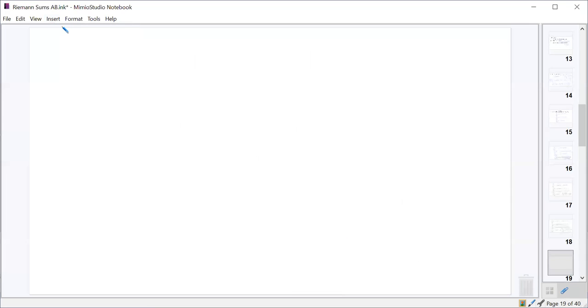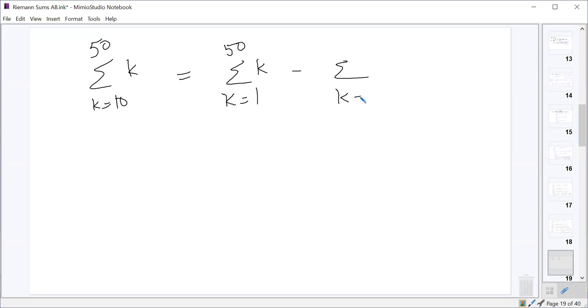So what I was going to say is if we wanted to find the sum from k equals, let's say, 10 to 50 of the natural numbers, we could just say this is equal to the sum from k equals 1 to 50 minus the sum from k equals 1 to 9. Okay, that's what I was saying. Does that make sense?